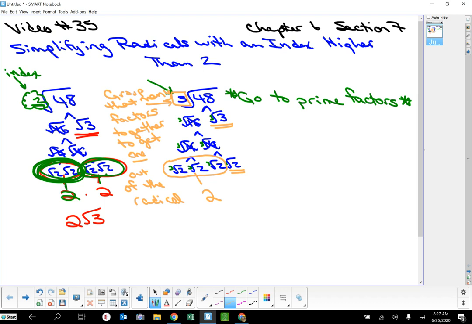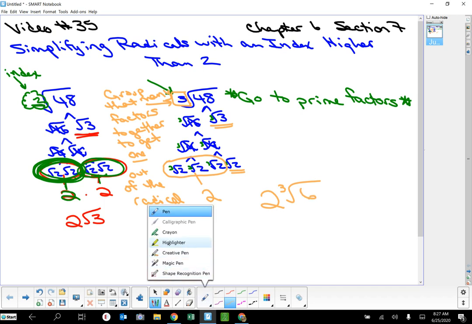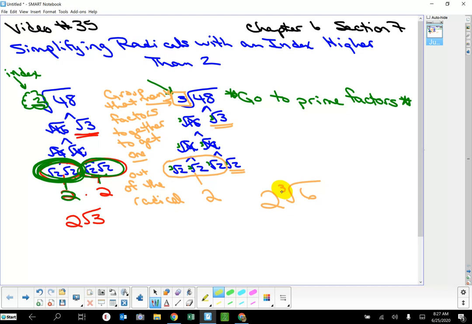Anything that comes out would also get multiplied. So this is going to be 2 cube root of 6. And the big thing here is to make sure you don't forget the index in your answer, because if you put 2 square root of 6, it's not right. Your answer should always have the same index as the problem. Okay, so that's just another note.